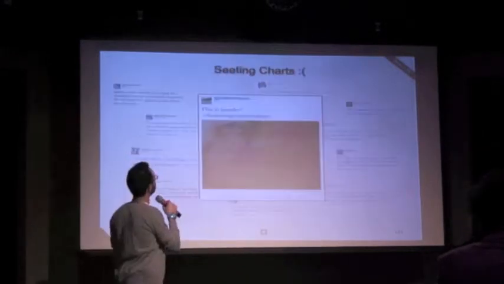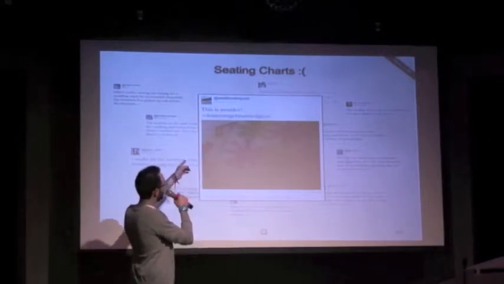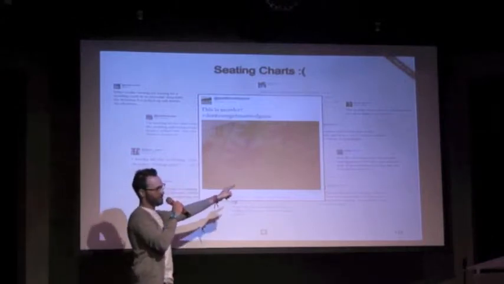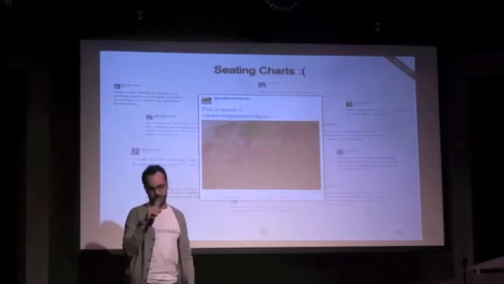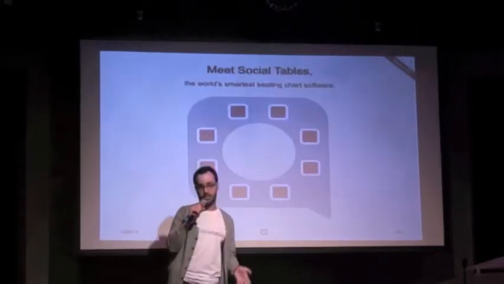Seating charts. Seating charts suck. Look at this guy. He says, "This is murder. Don't ever get married, guys." There's a plethora of these to be found, but you know how much of a nightmare it is, so let's move on. Introducing Social Tables, the world's most intelligent seating chart software.